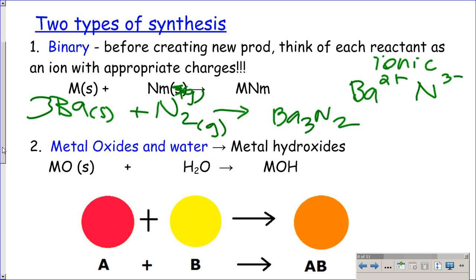3 on the barium. Is that it? Yep, we're good as gold here. And this is most likely a solid, most likely.